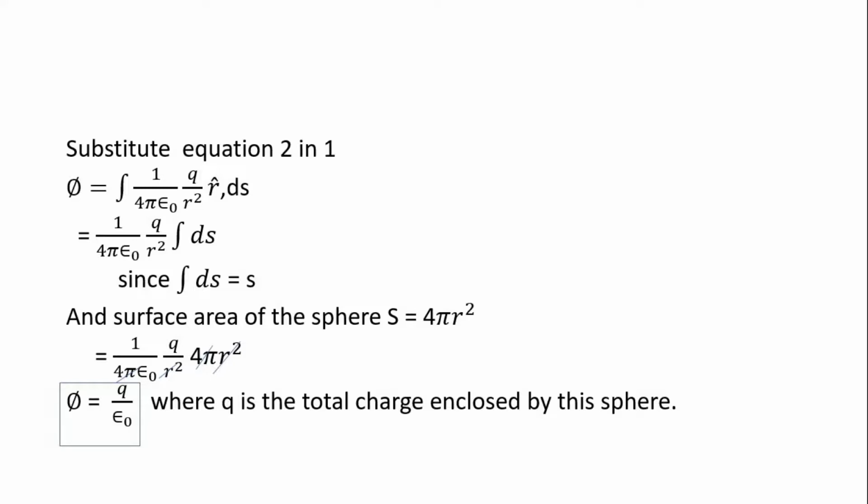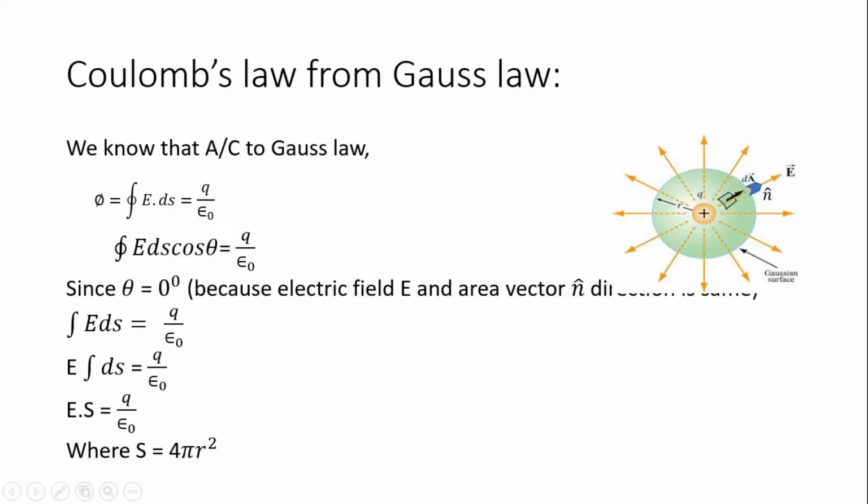For any closed surface, the shape may be any type of shape. The total flux over the surface is 1 by epsilon naught times the total charge enclosed by the surface. Okay, I hope it is understood now.